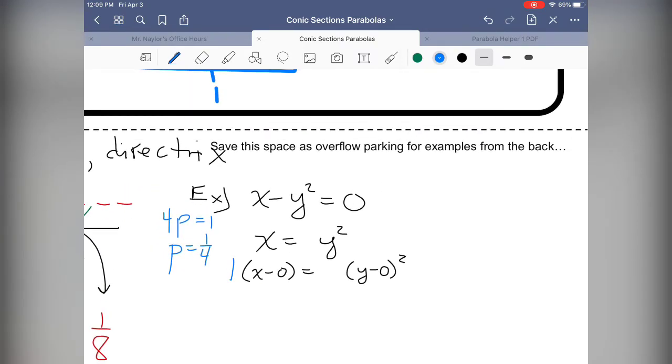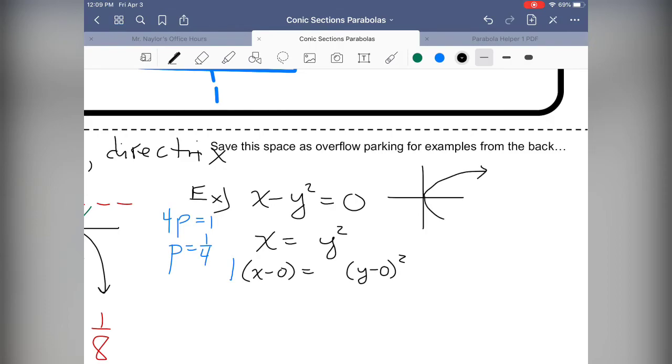If I was going to finish this problem, which I think we should do, I would at some point conclude that this problem is horizontal. It's horizontal because, of course, we have a y that's being squared. And since the p-value is positive, it's going to be a horizontal parabola opening to the right.